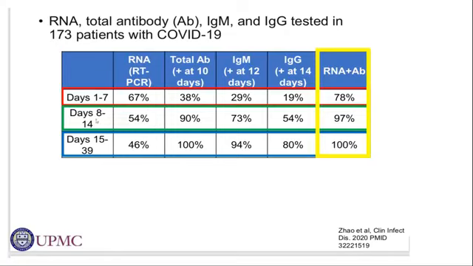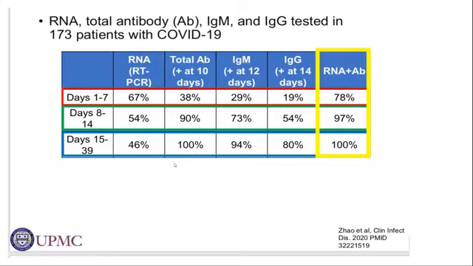But if you want to get the best out of them all, you want to combine them all. And after 2 weeks, your RNA drops down to less than 50%, but your IgG goes up and IgM stays more. So if you want to get 100%, you want to combine, or you want to get serology.